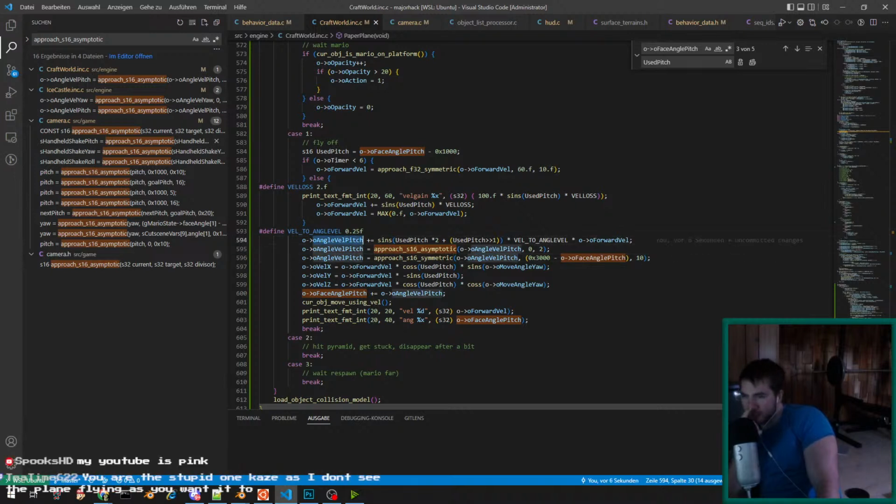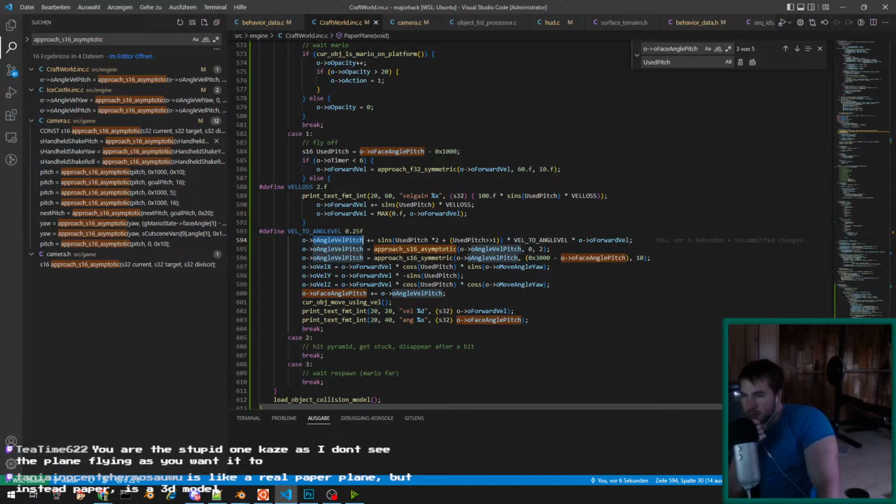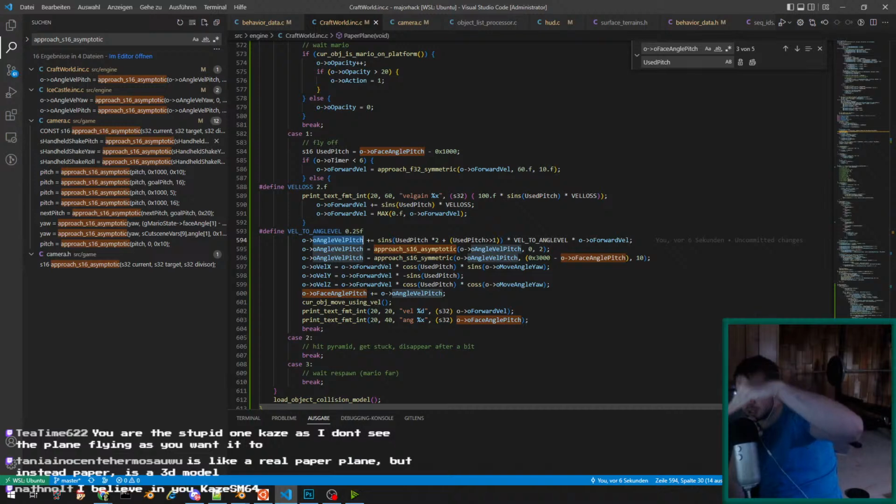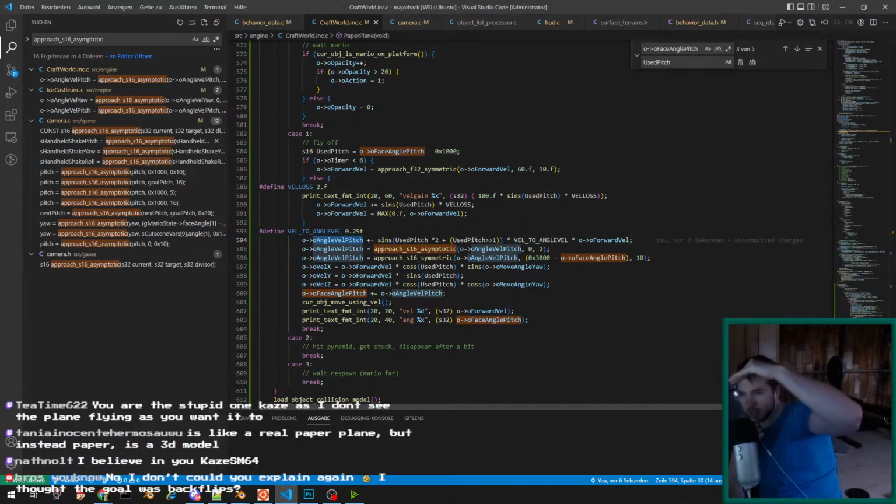The pitch should then increase with the forward velocity too, I think. Right, the problem here is that once the pitch was like this, it went down and it just kept going down, which it should not.